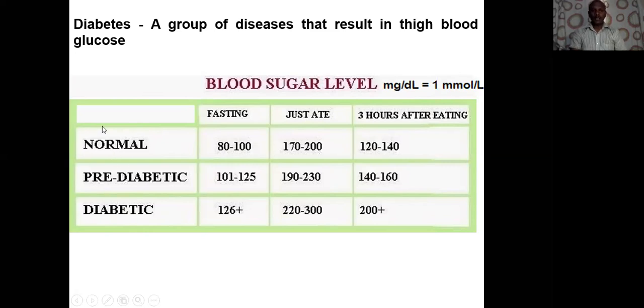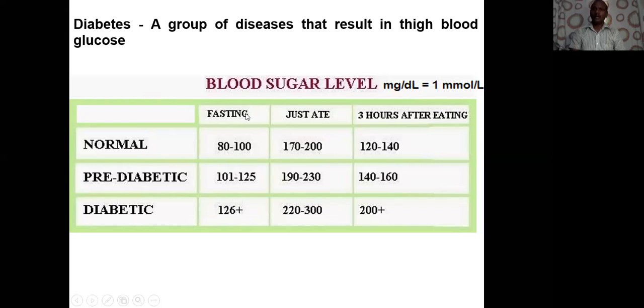And for a normal person it is 80 to 100. The next one, pre-diabetic, will be 101 to 125. Fasting levels only we consider. And a diabetic patient is above 125, that is 126 plus. The person having this is diabetic. These are all sugar levels for fasting.